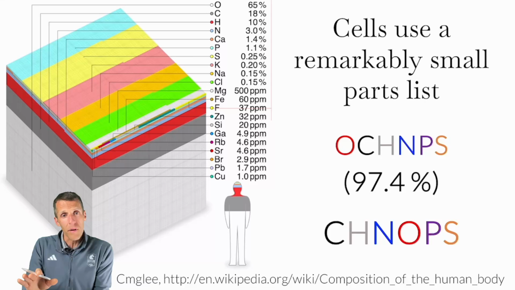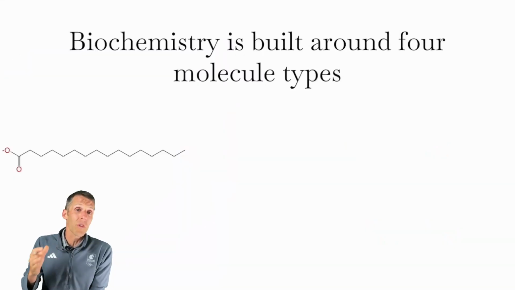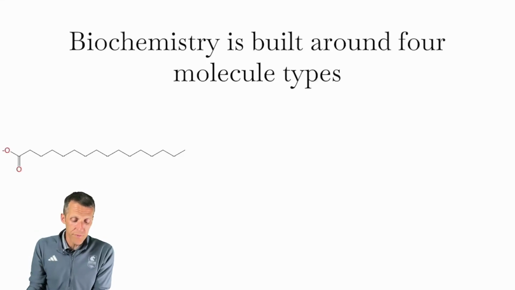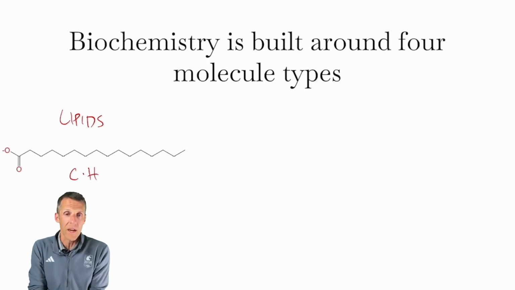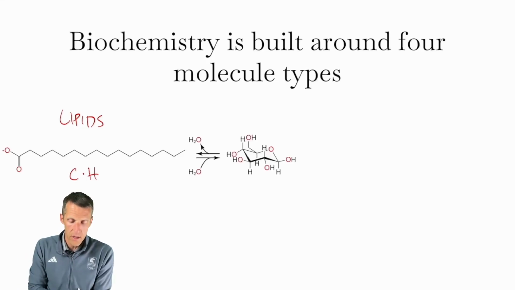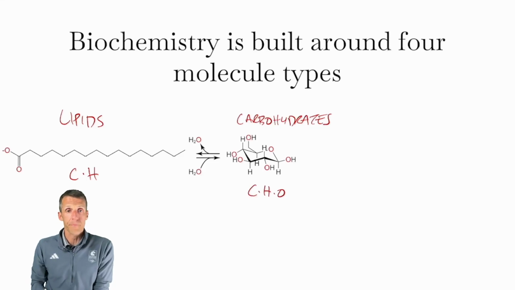So we've got the small number of atoms, but further, this small number of atoms is actually arranged into a small number of core molecule types. And there's really only 4 that we have to worry about. Those 4 are lipids, which basically consist almost exclusively of carbons and hydrogens, with some oxygens decorating. If we add a bunch of oxygens, we get to carbohydrates, which have carbons, hydrogens, and oxygens in them.